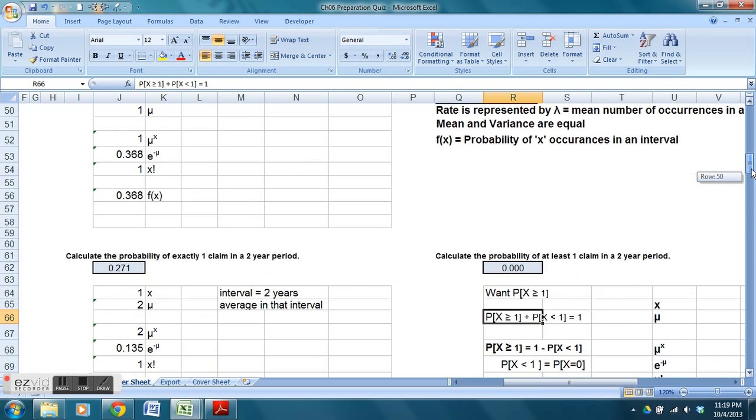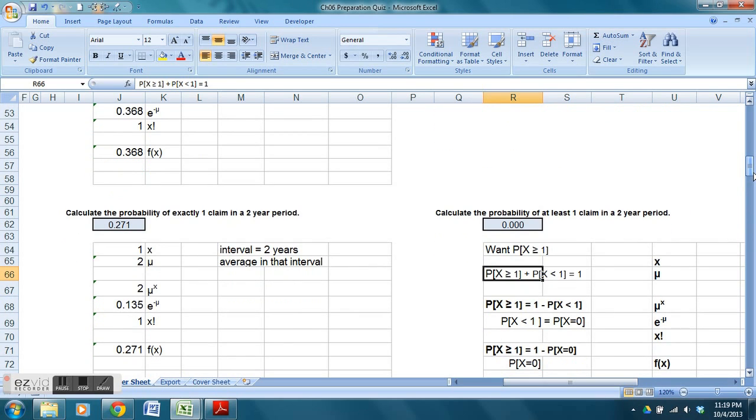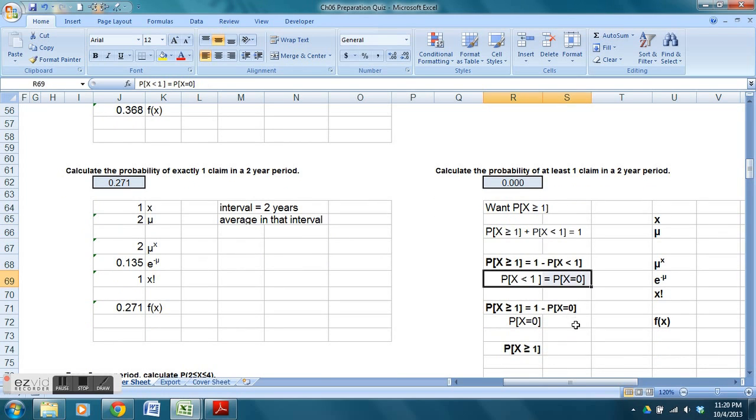Probability that x is less than 1 in this case, what's the only way you can have less than 1 accident? If you have 0 accidents. So that's this line right here, and you can sub that into this guy right there. Probability that x is greater than or equal to 1 is simply total probability 1 minus probability that x is equal to 0. So the probability that I'm going to have 1 or more accidents in a 2-year period is simply 100% minus the probability that I'm going to have 0 accidents in a 2-year period. That's exactly what is going on here. So we want to solve for this guy. We can do that in this case.